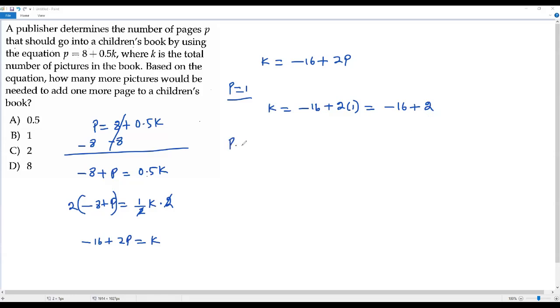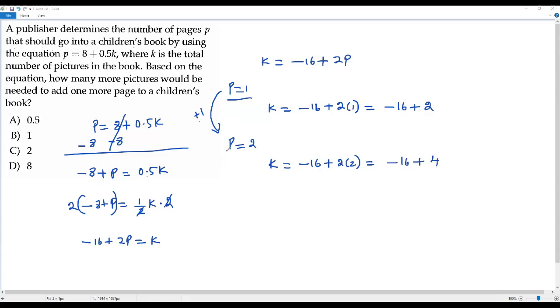Now I'm going to increase the number of pages by 1, that is from 1 to 2. So I increase the number of pages by 1. Now what's happening to the value of K? Let me check it. This time I have to plug in 2 for P over here. Then I'm getting 2 times 2, which is -16 + 4.